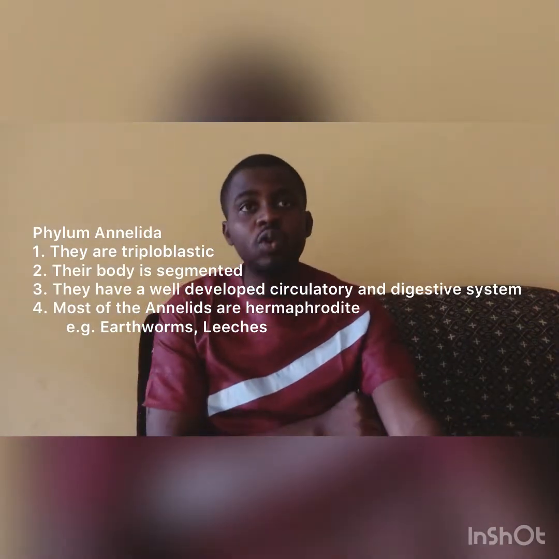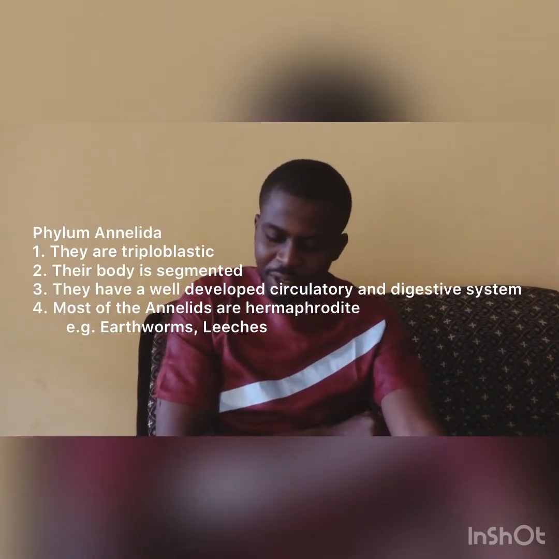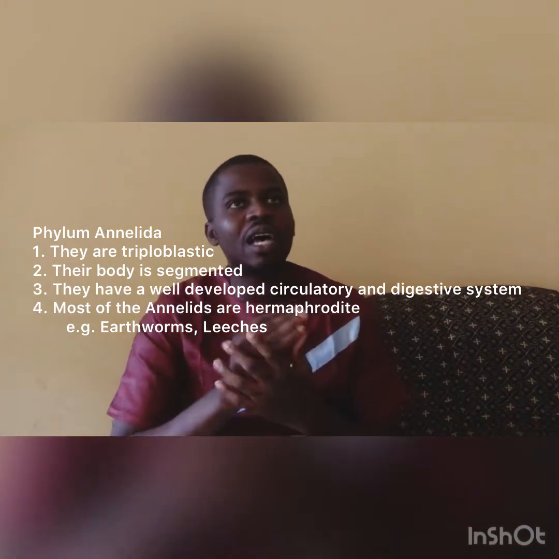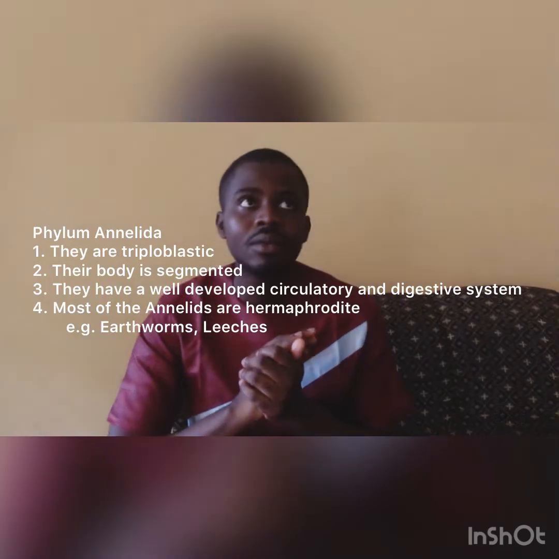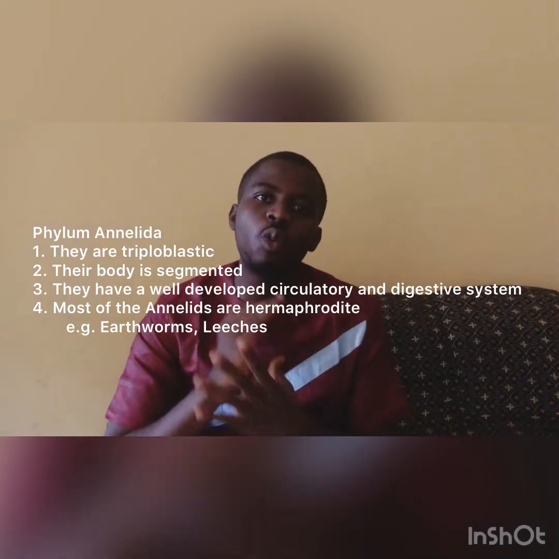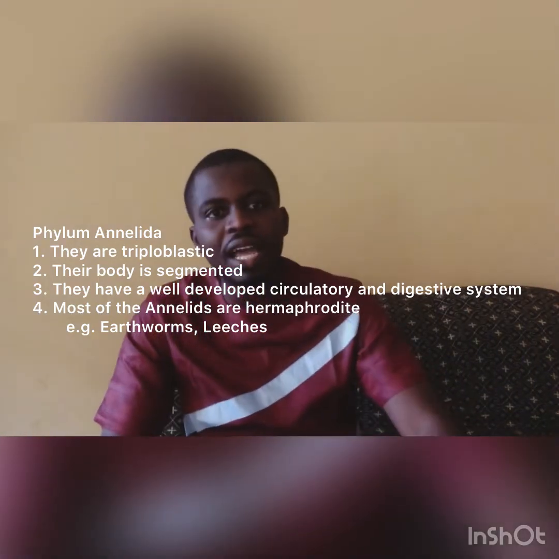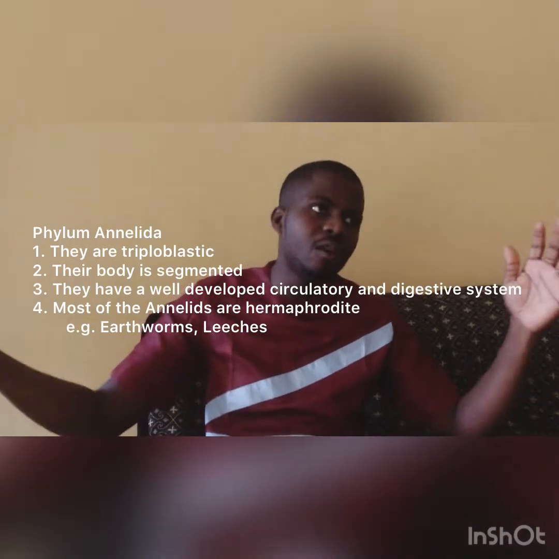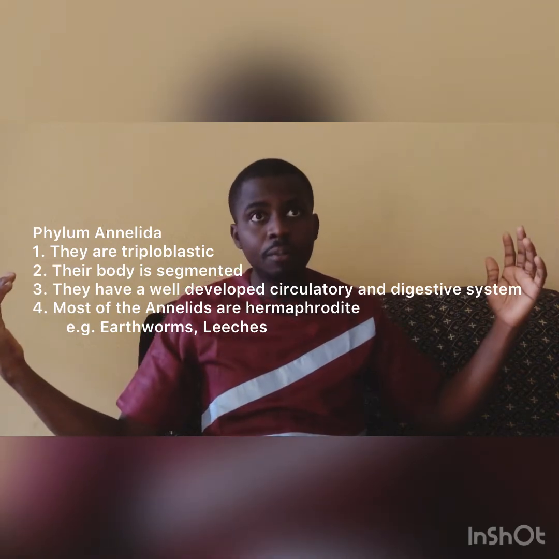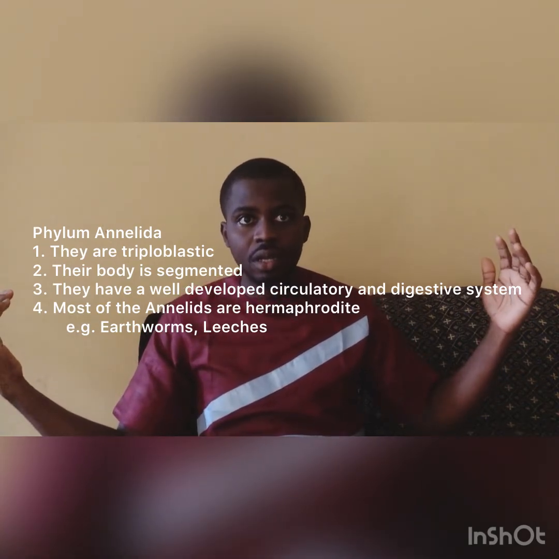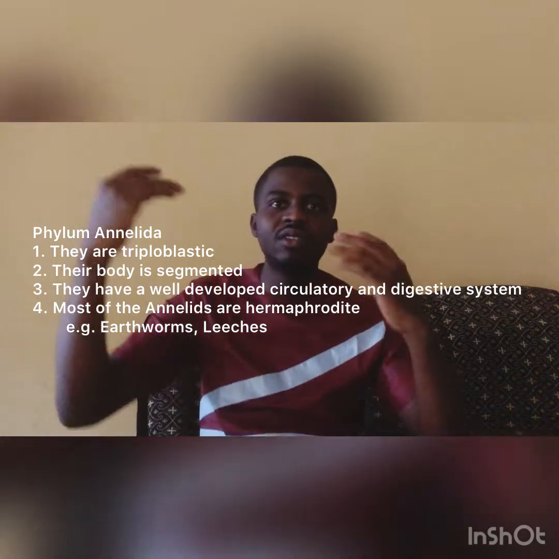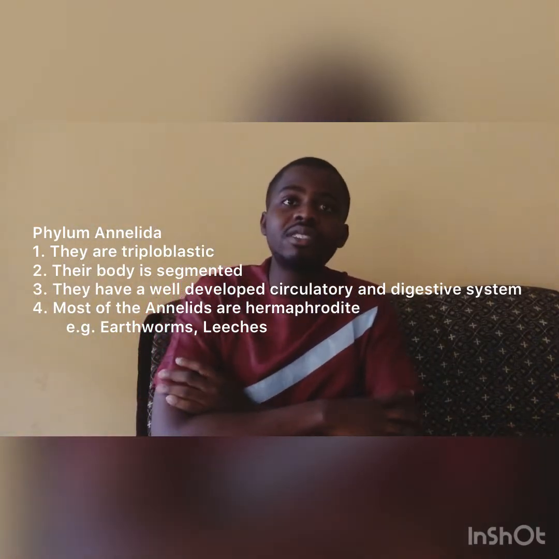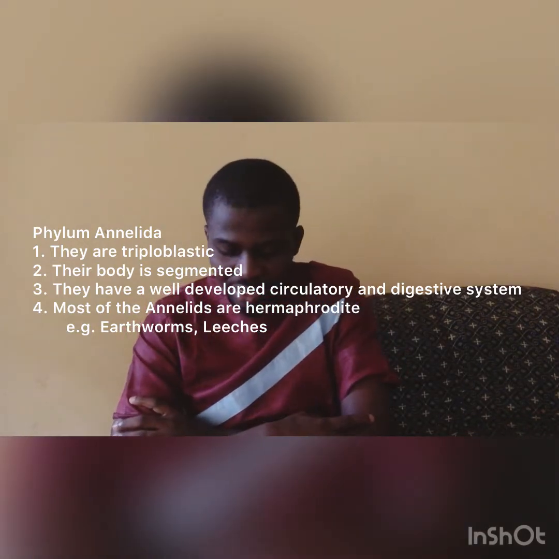And their body is segmented, and they have a well-developed circulatory and digestive system. So we can see that Annelida are more developed than the Nematoda, the platyhelminths, and the Coelenterata. So Annelida have a well-developed circulatory and digestive system.